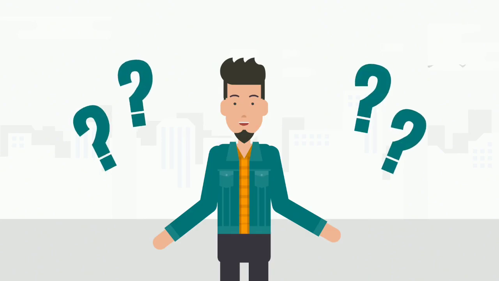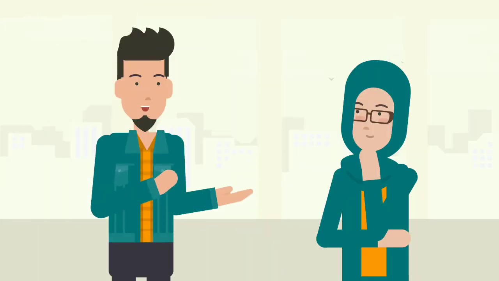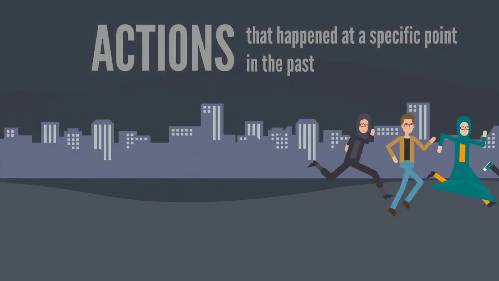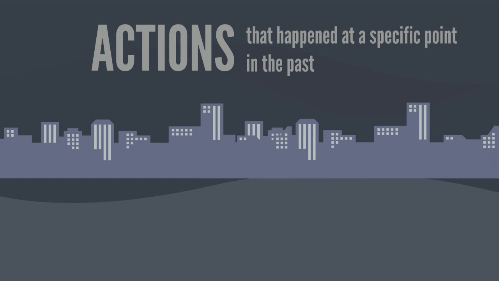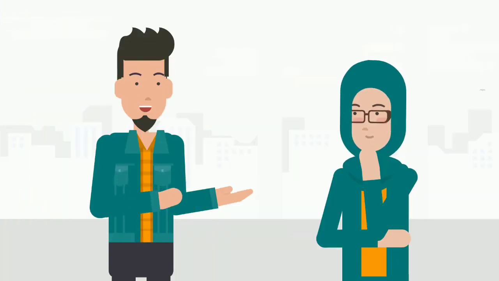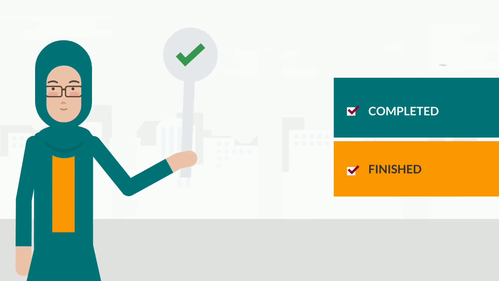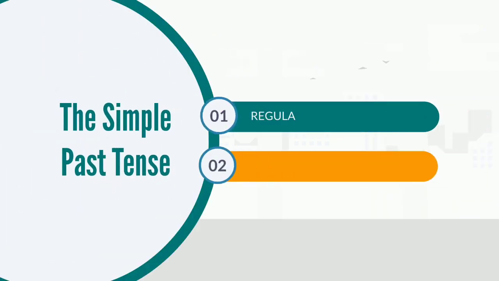So, what exactly is the simple past tense? The simple past tense is used to describe actions that happened at a specific point in the past. These actions are usually completed and have no connection to the present. To form the simple past tense, we generally use regular verbs and irregular verbs in different ways.